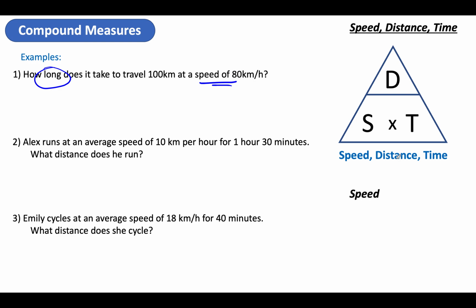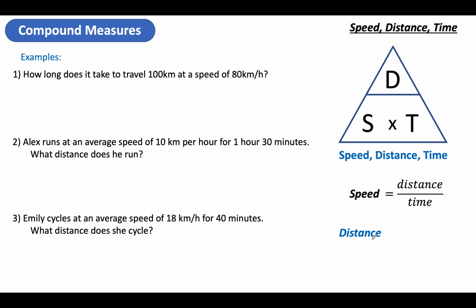Well, firstly, we know that speed equals distance over time. And actually, you could work it out from looking at the triangle. If I cover up the thing I'm trying to find, speed, so I sort of cover it up and ignore it, I'm left with distance, that line, which means divide, and time, distance over time. And I can do that for the other two as well. This is why the triangle is useful.